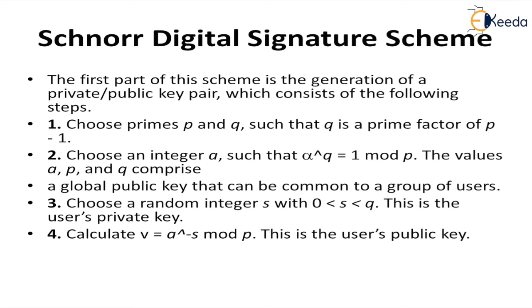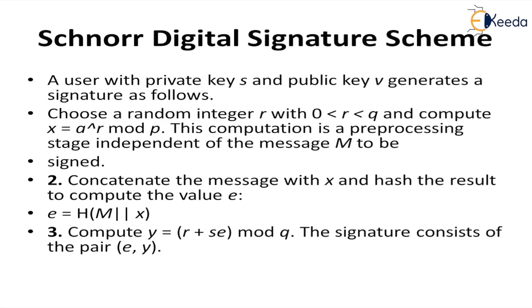Second, choose an integer a such that a^q = 1 mod p. The values a, p and q comprise the global public key that can be common to a group of users. Choose a random integer s with 0 < s < q. This is the user's private key. Calculate v = a^-s mod p. This is the user's public key.